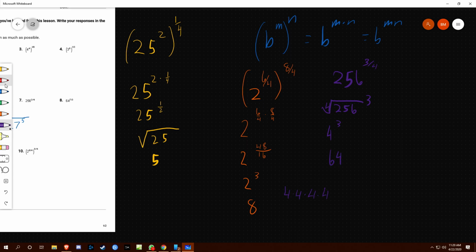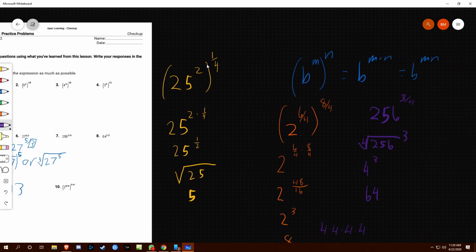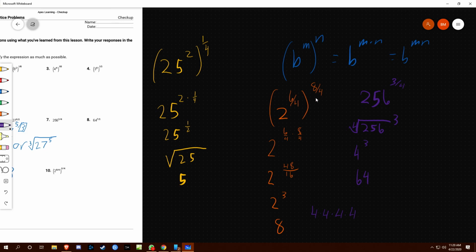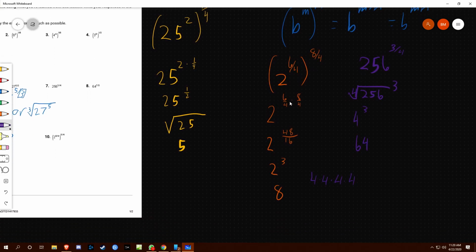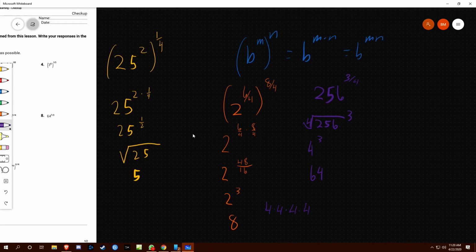So for these, we're just able to multiply our exponents. And then where was the other piece here? Remember, the denominator of the fractional exponent becomes the index of the root. Simplify, and it ends up working out for us.